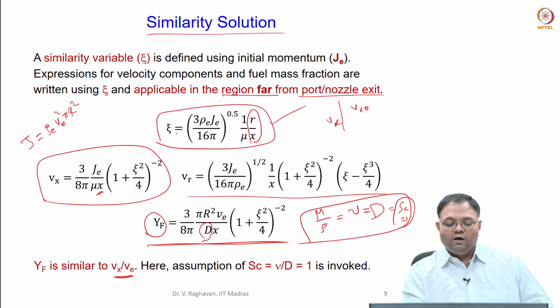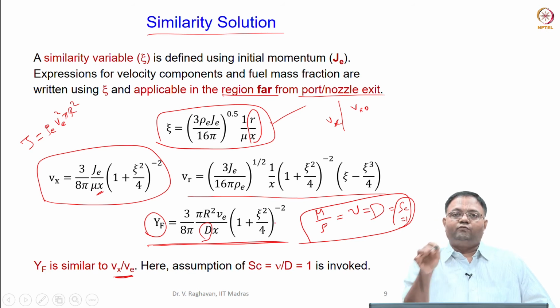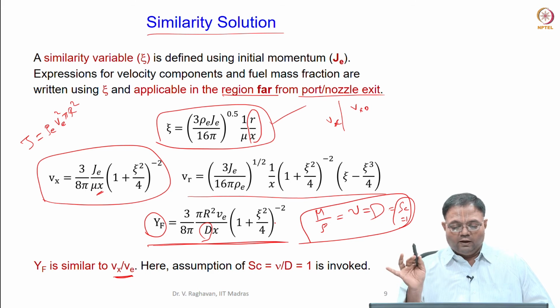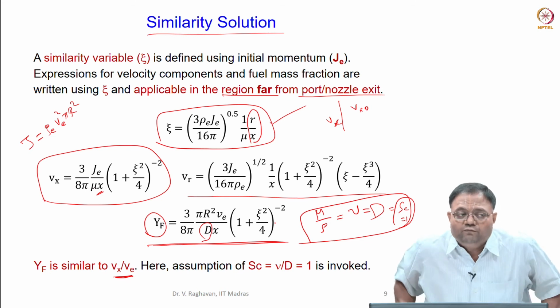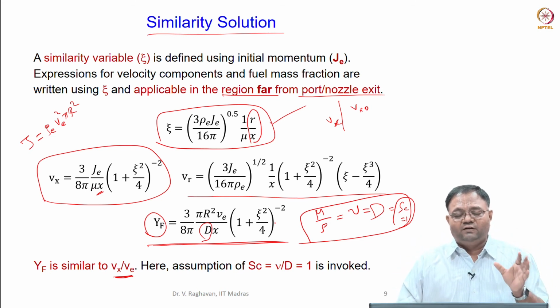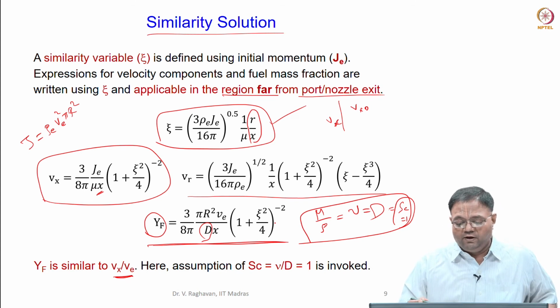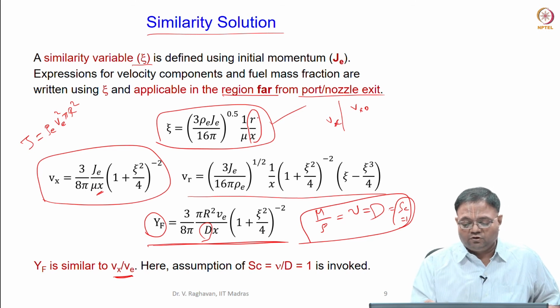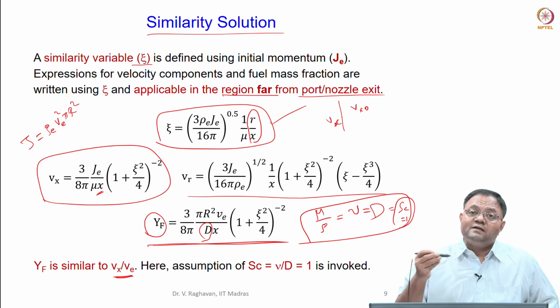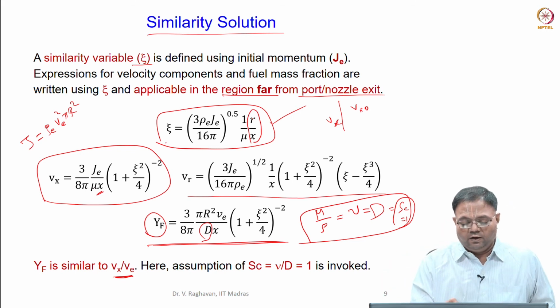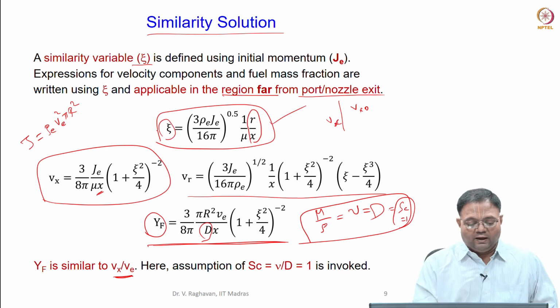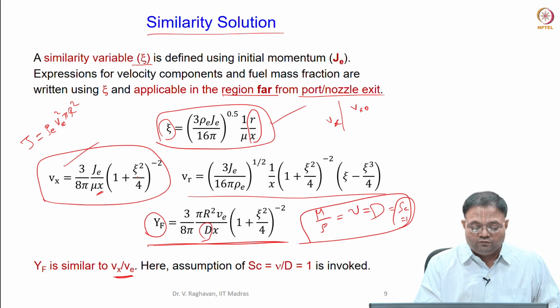I can vary the R here and the similarity variable will vary, so that I can get the profiles. This is the solution I get. The similarity solution is the one where, for example, all the variables like Vx and Yf are functions of both R and X. But if I define a similarity variable psi, which is a function of R by X, seeing the self-similarity in the profiles away from the nozzle exit, then I can have only one independent variable psi, and I can express my solution as a function of that variable psi only. So, that is what I am trying to do here.